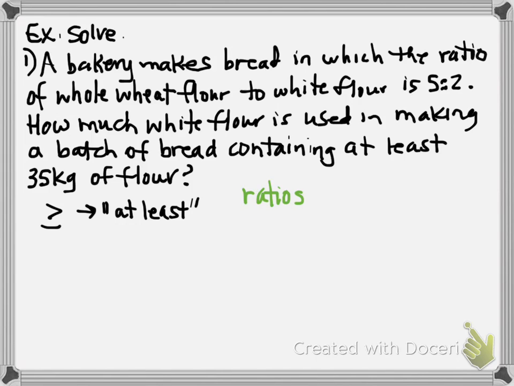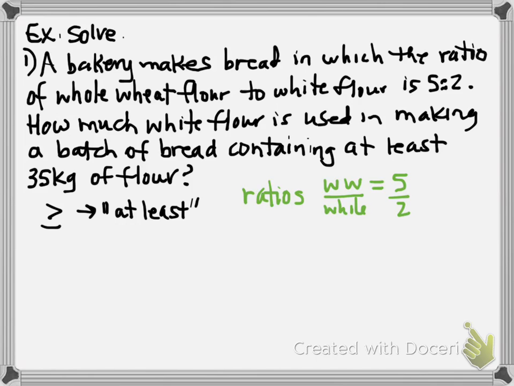Now, the order of the numbers corresponds to the order that the words were given. So what do you think the 5 corresponds to? Whole wheat. Okay. So the whole wheat is going to correspond to the 5, and the white is going to correspond to the 2. Now, when they say that it's in this ratio, that's not how much is being used, right?